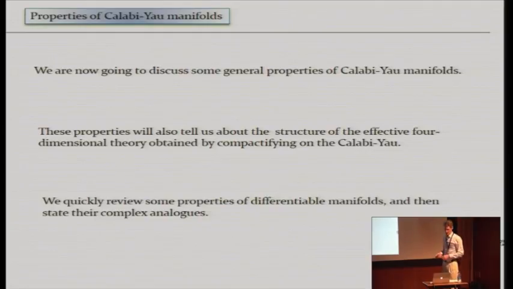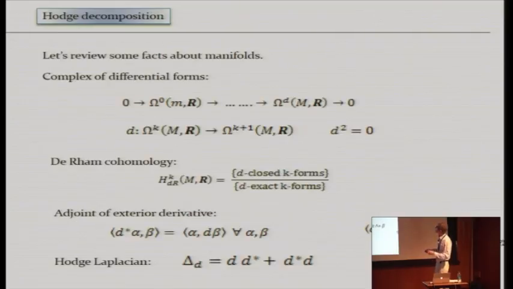The basic outline of what I'm going to do is very quickly state some properties about differentiable manifolds that I essentially assume you've seen before, just repeating them for convenience, and then I'll state the complex analogs of them that you might not have seen before. The main thing that I want to discuss is the Hodge decomposition and the issue of harmonic forms and so on. So let's step back just for a second and think about differentiable manifolds.